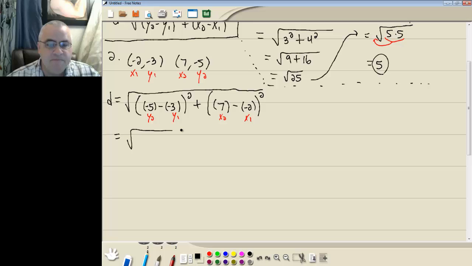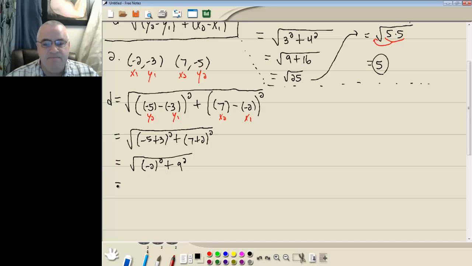Okay. Now here we got a negative negative, so this becomes -5 plus 3 squared plus, and here we got a negative negative, so that becomes 7 plus 2 squared. Remember, two negatives like that become a positive. Negative 5 plus 3 is negative 2, so we got negative 2 squared. Plus 7 plus 2 is 9, so we got 9 squared. Negative 2 squared is 4, and 9 squared is 81, which gives us a square root of 85.